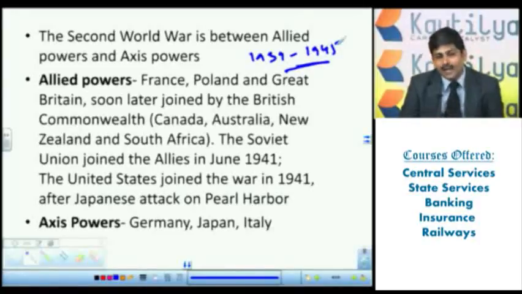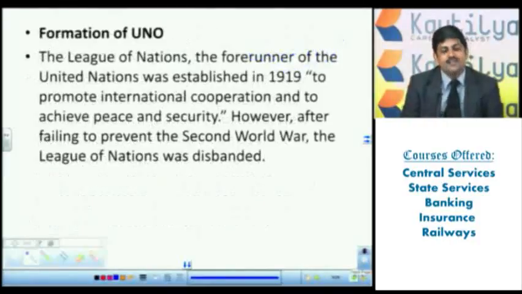The United States initially did not join, but it provided arms and other support to the Allied group. However, when Japan attacked the US at Pearl Harbor, this paved the way for the US to enter the war in 1941. The Axis powers consisted of Germany, Italy and Japan.